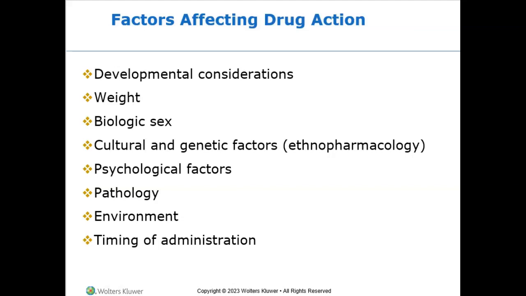Cultural and genetic factors, also referred to as ethnopharmacology. I'm trying to see if I can find something in the book that has to do with that particular one. Not seeing it, but I'm quite sure that there are medications that work differently on people from different areas of the world. Pathophysiology. So that has to do with illness and what else is going on with the person, which we've talked about. And then timing of administration.